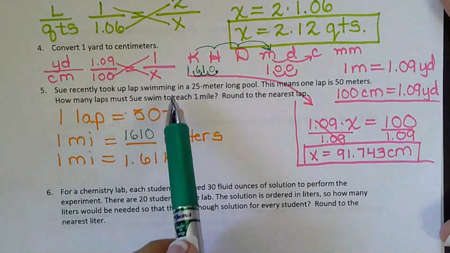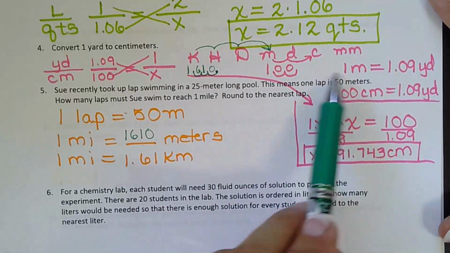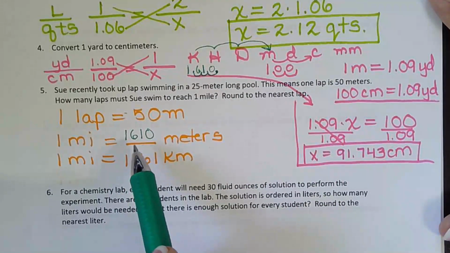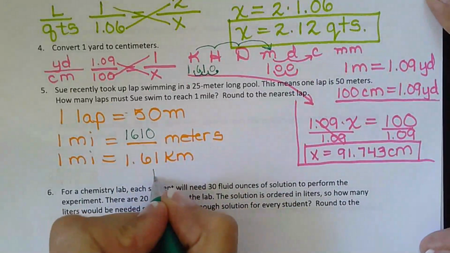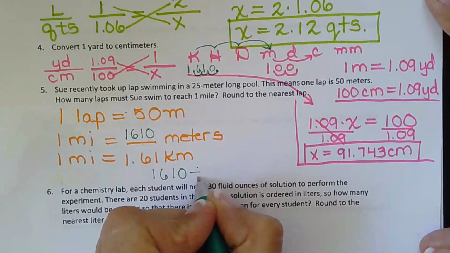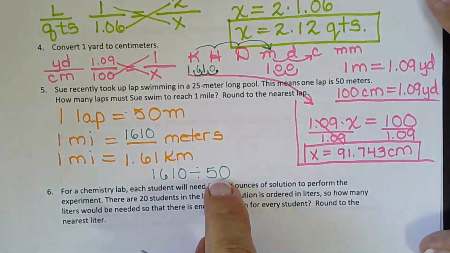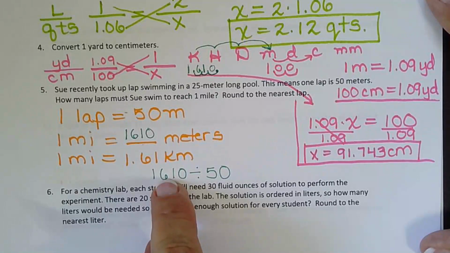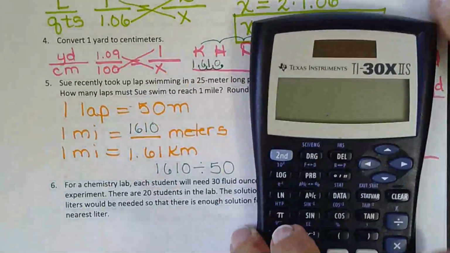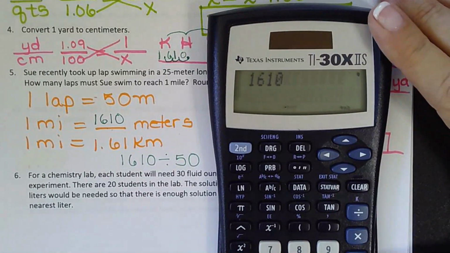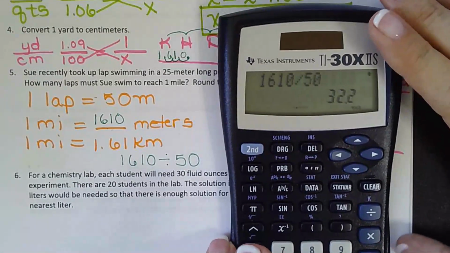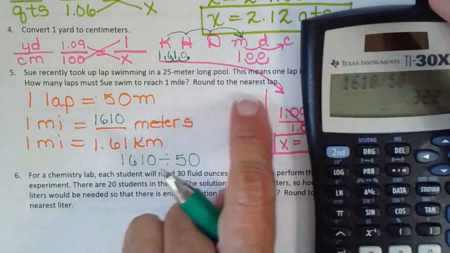So we want her to go 1 mile. We want to know how many of these laps fit into 1 mile. So that would be 1610 divided by 50, because we want to know how many of these fit into this mile, because she needs to reach a mile. So then we can use our calculator. I wouldn't recommend doing this one by hand. I mean, not that it's impossible, but it's just one of those when you're glad you have a calculator. Divided by 50, and it says round to the nearest lap.